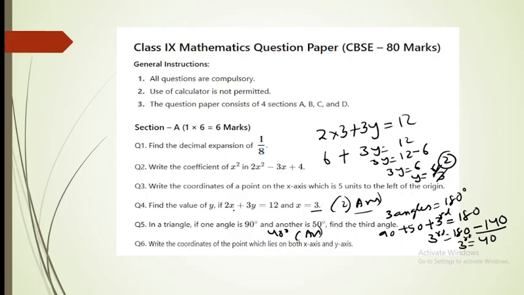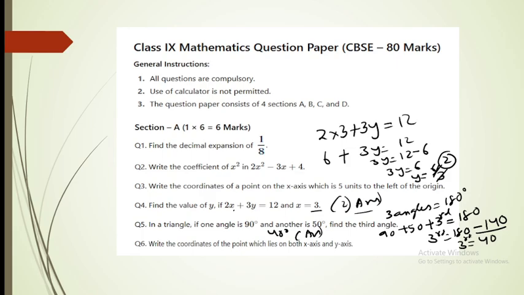Write the coordinates of the point on the x-axis which is 5 units left of the origin. 5 units left of the origin: x was minus 5, because on the left are the negative values. You see minus 1, minus 2, minus 3, minus 4 and minus 5, somewhere here. So the coordinates will be minus 5 and 0 as the correct answer. Y will be 0.